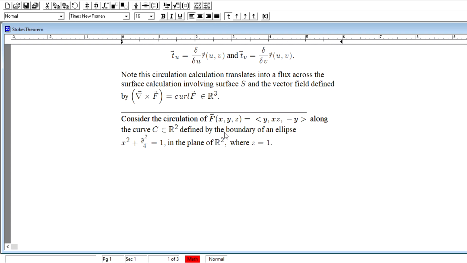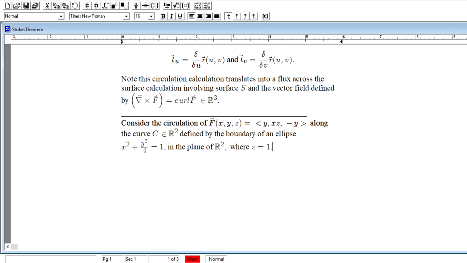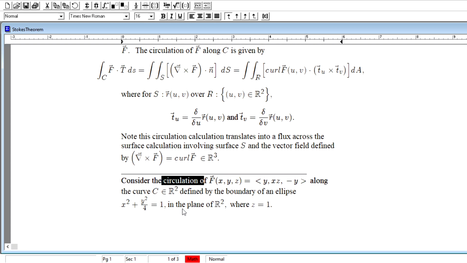All right. What we have going on here is a case for calculating the circulation of this field in 3 dimensions along this curve C, right? Where curve C is the boundary on some surface here in 3 dimensions, this surface being the ellipse defined by these values of x and y in the plane of R2, where z is held constant in 3 dimensions at the value of z equal to 1. All right? Now, this is a 3-dimensional consideration that is really happening over a 2-dimensional surface.